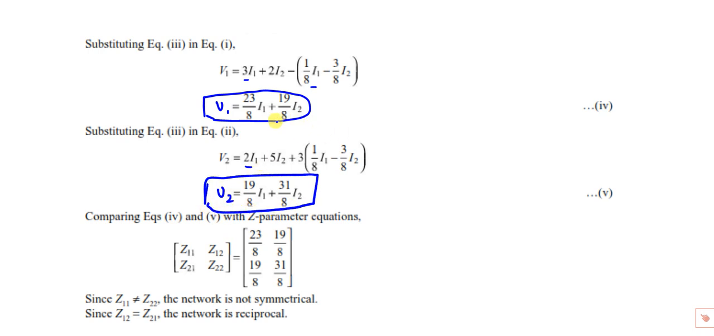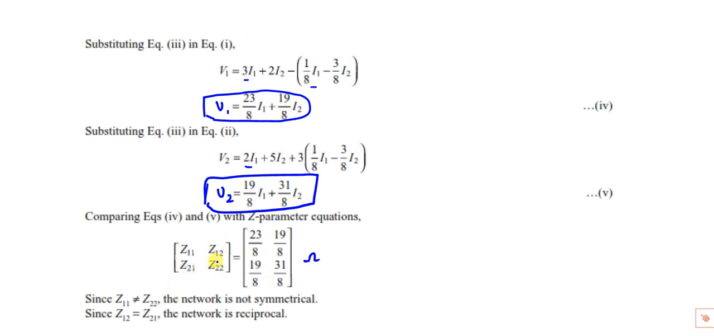So we know that in the Z parameter equations, V1 and V2 are expressed in terms of I1 and I2. V1 is expressed in terms of I1 and I2, V2 is also expressed in terms of I1 and I2. There is no I3 term. So the coefficient of I1 in the V1 equation is Z11, 23 by 8 ohms, and Z12 is 19 by 8 ohms. Z21 is 19 by 8 ohms. Z22 is 31 by 8 ohms. It is an impedance parameter, so you have to write the unit as ohms.